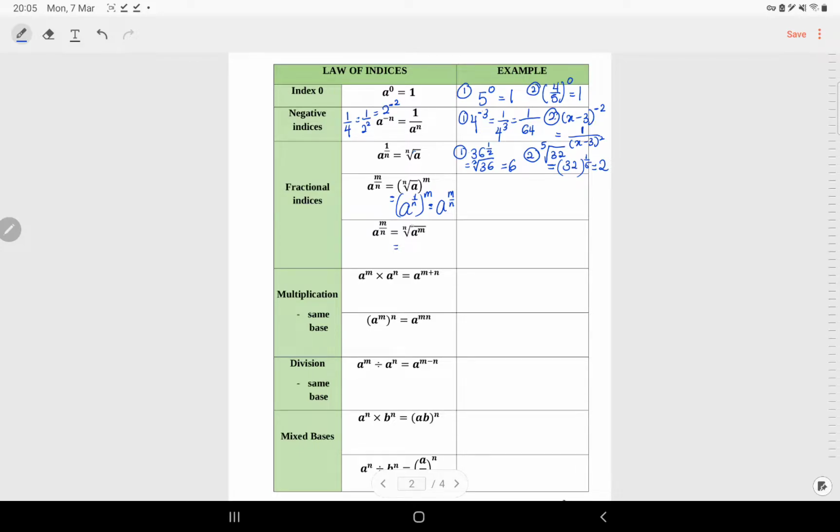Same thing for this. You have root n of a to the power m. So you have a to the power m raised to the power 1 over n. Using the multiplication, same base rule, this will also give you a to the power m over n.